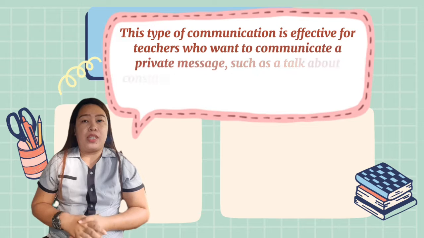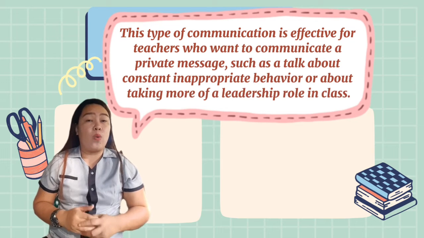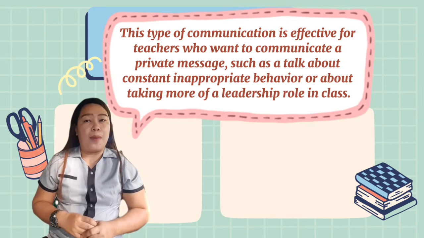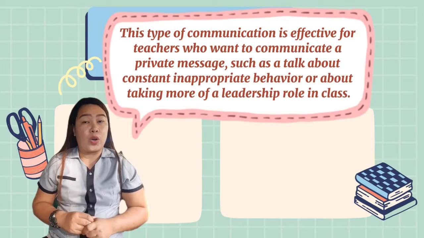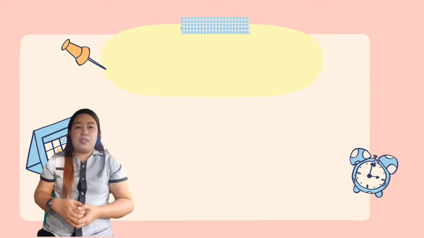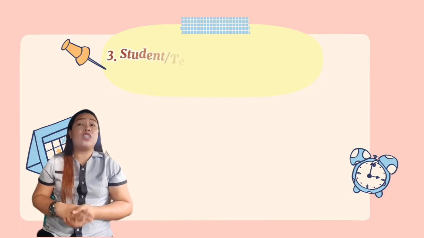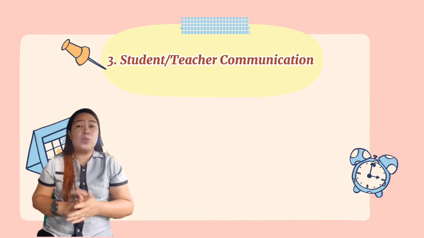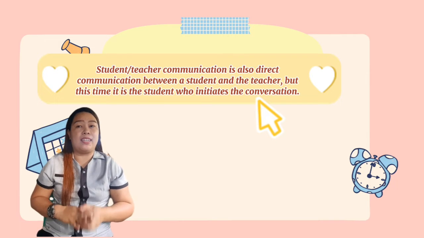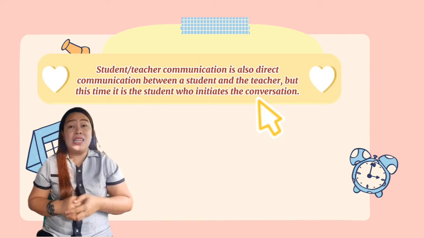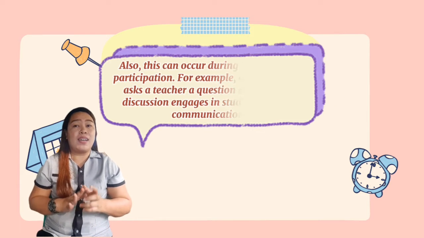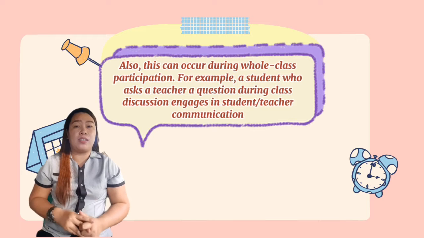This type of communication is effective for teachers who want to communicate a private message, such as a talk about constant inappropriate behavior or about taking more of a leadership role in a class. Number 3, student-teacher communication. Student-teacher communication is also direct communication between a student and a teacher, but this time, it is the student who initiates the conversation. Also, this can occur during whole class participation.